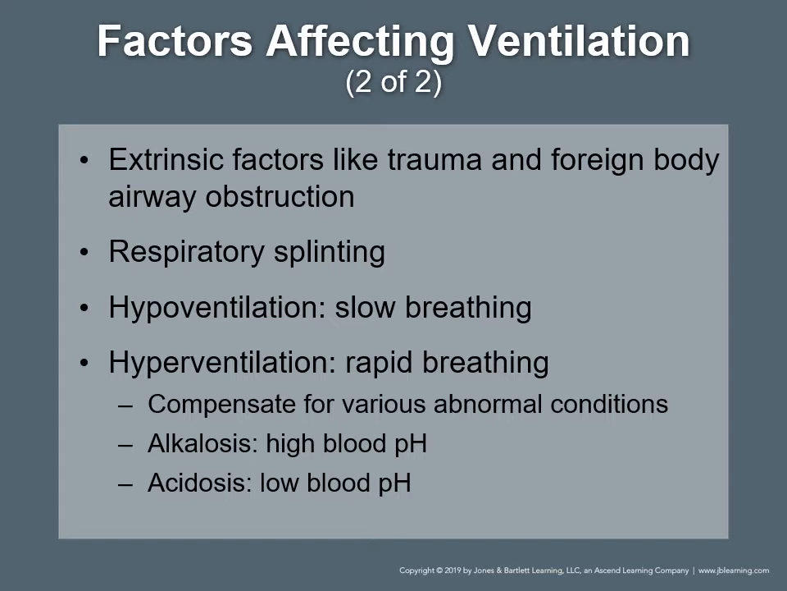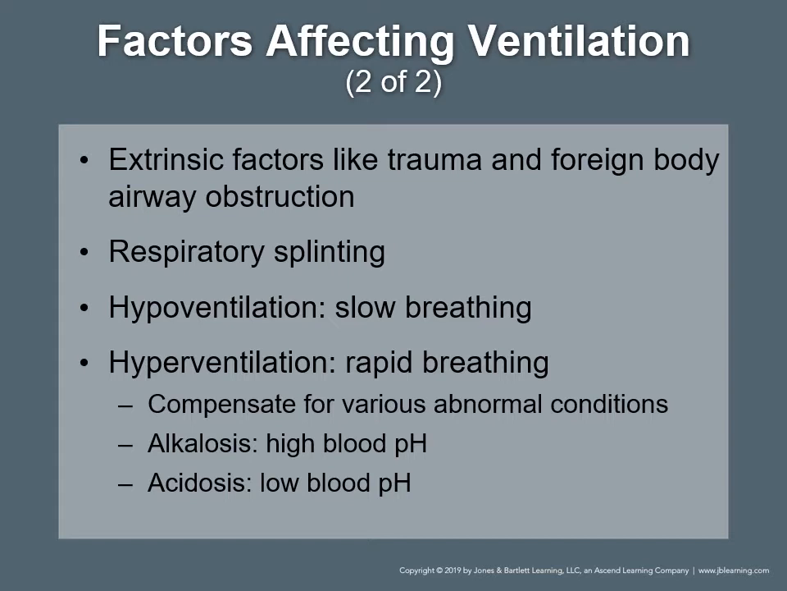Extrinsic factors affecting pulmonary ventilation can include trauma and foreign body airway obstruction. Trauma to the airway or chest requires immediate evaluation and intervention. Blunt or penetrating trauma and burns can disrupt airflow through the trachea and into the lungs. The tongue is the most common airway obstruction in an unresponsive patient. This can result in hypoxia and hinder adequate tissue perfusion. Prompt correction is necessary. Respiratory splinting can result in decreased pulmonary ventilation.